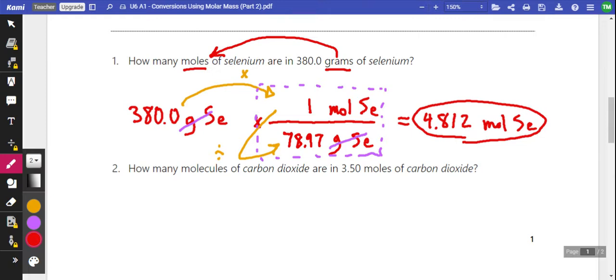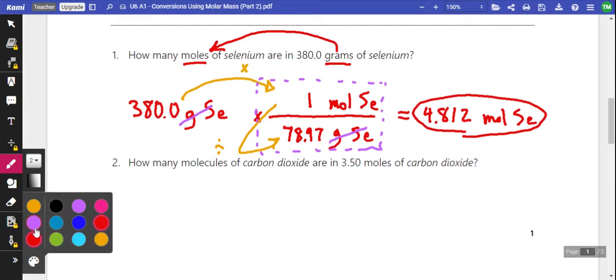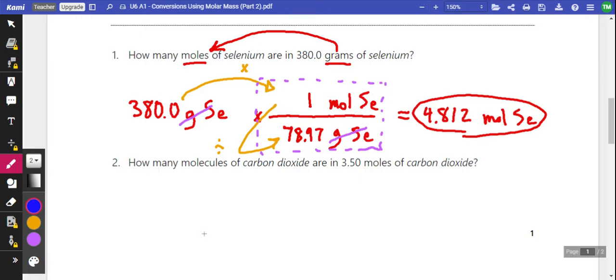Okay, let's look at another problem. How many molecules of carbon dioxide are in 3.50 moles of carbon dioxide? Again, I'm starting with 3.50 moles, and I want to get molecules instead. That's just another word for particles. A molecule is just a collection of atoms that are grouped together, and they stick together, and they're a kind of particle. So I'm going to have to start with this 3.50 moles.